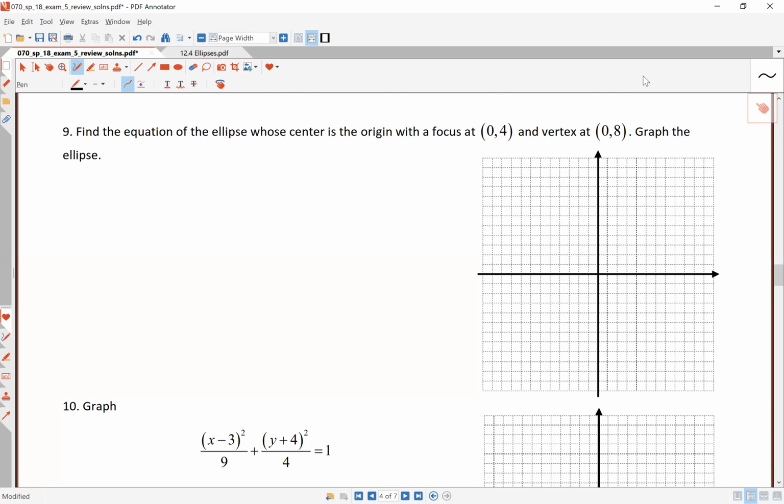This video covers the review for section 12.4, ellipses, number 9. Find the equation of the ellipse whose center is the origin with a focus at (0, 4) and vertex at (0, 8), and graph the ellipse.